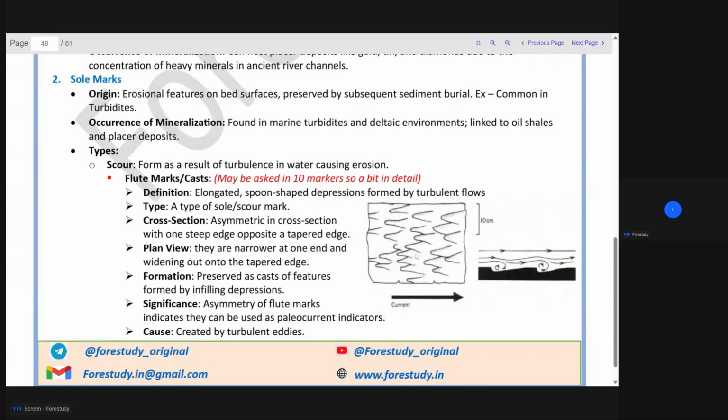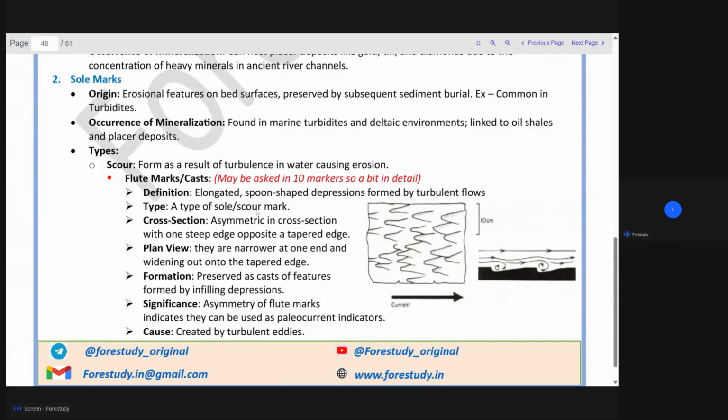will be towards the up current direction. This is the up current direction, and towards the right is the down current direction. Now the definition: an elongated spoon-shaped depression formed by turbulent flows. In cross section it will look like this. This is actually nose shaped, and this is in 3D. And in plan view it will look like this.